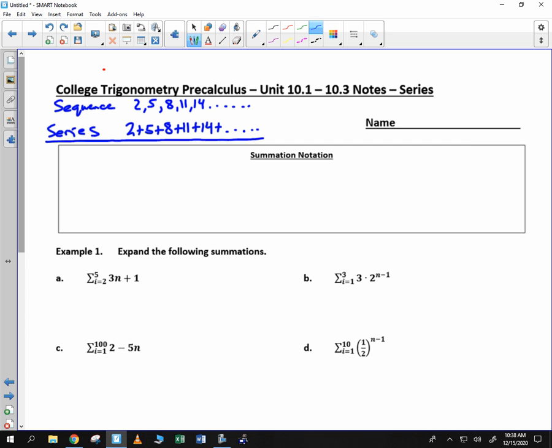And in order to make sure that we write series in a kind of a smaller format, we use what they call summation notation. So this symbol that you see here, that is a summation symbol. It is the Greek letter sigma. It's the capital sigma. So that's the capital one.